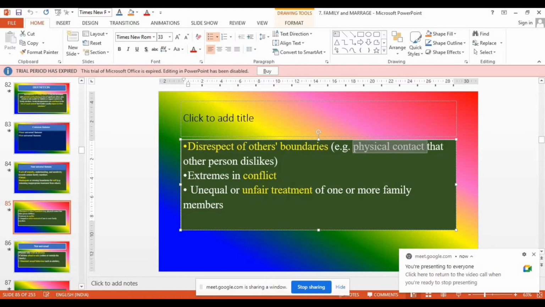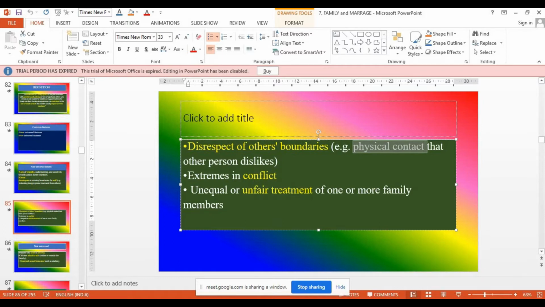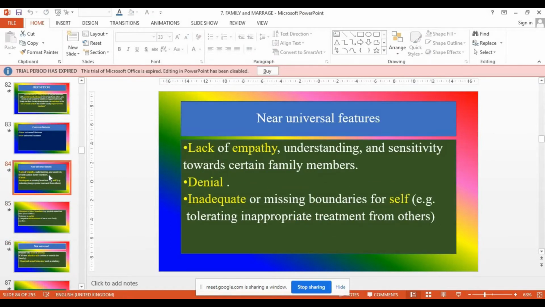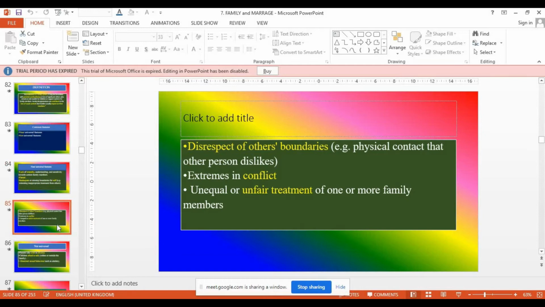Next, unfair or unequal treatment. For example, we can see this in joint families, where two or more families live together. At that time one or more family members are treated differently due to various reasons. So these are the universal features that most families have when disorganized.